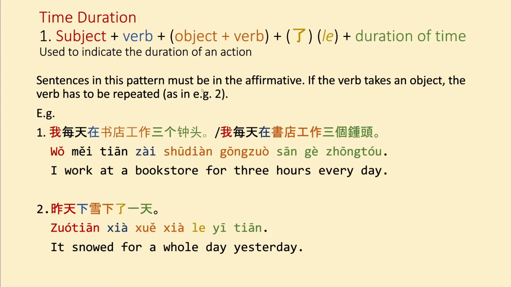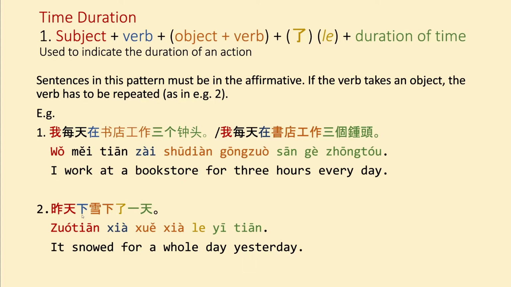Sentences in this pattern must be in the affirmative. If the verb takes an object, the verb has to repeat it, and I show this in example 2. So for both of these examples, I have color-coded the word to match with the part of the grammar structure above, so you can sort of just see and compare that for yourself. The first example, 我每天在书店工作3个钟头. I work at a bookstore for 3 hours every day. The second example, 昨天下雪下了一天. It snowed for a whole day yesterday.